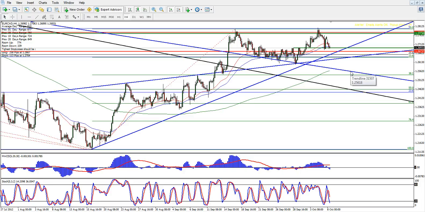So we'll leave it there for today, and we'll hopefully see if we can pick up something else as this one corrects to the downside.